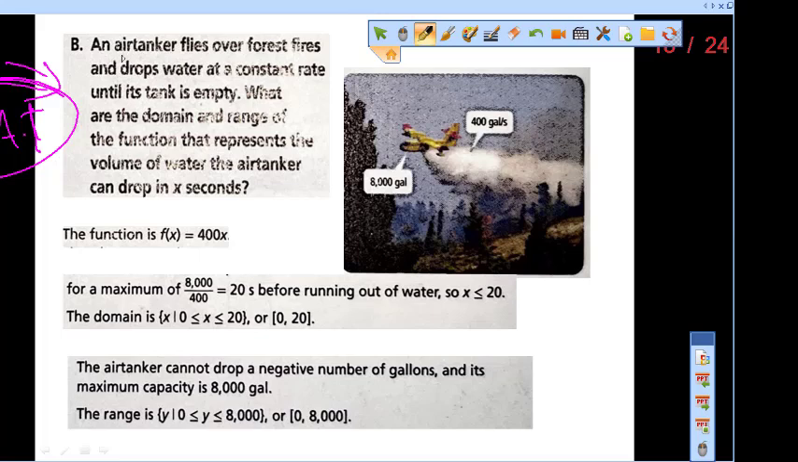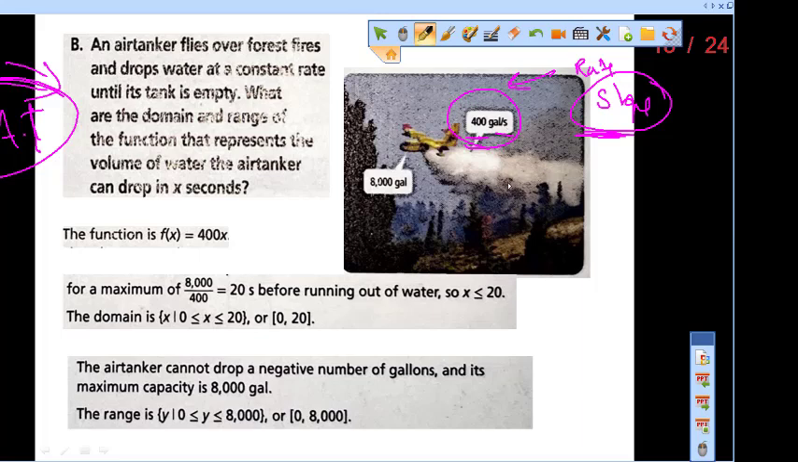By the way, it says an air tanker flies over a forest fire and drops water. Look how it drops water. It drops 400 gallons each second. This is my rate. Yes, I heard some of you call it what? Slope. Yes, great, guys, great. It means it's a slope. What is the rate of dropping water?